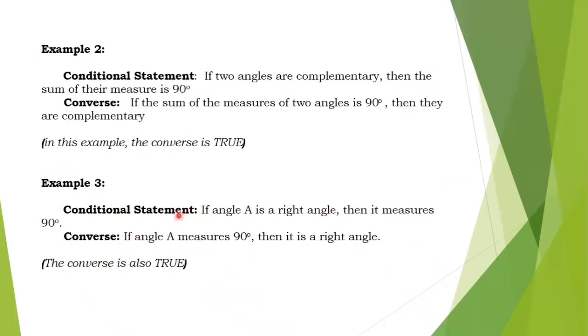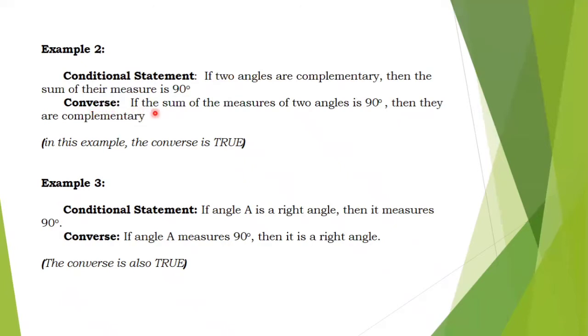Let's take example number 2. The conditional statement is if two angles are complementary, then the sum of their measure is 90. So in this statement, the hypothesis is two angles are complementary. And the conclusion is the sum of their measure is 90 degrees. We're going to interchange the hypothesis and the conclusion. Pagpapalitin lang po yun, ha?